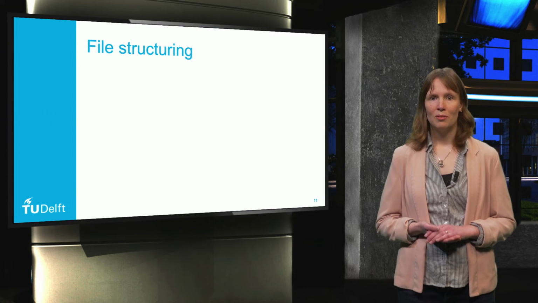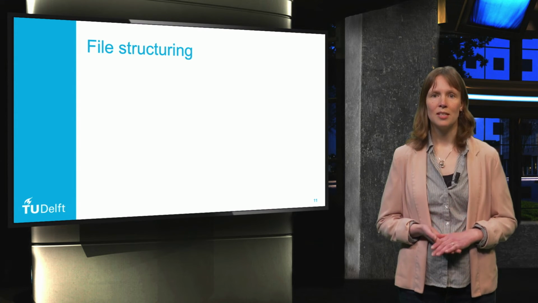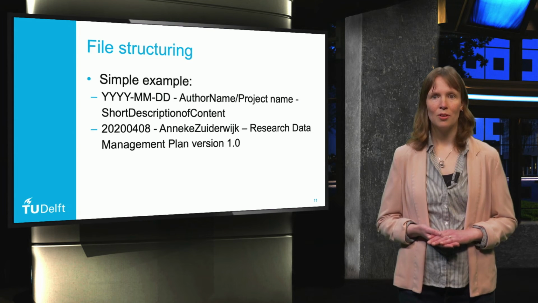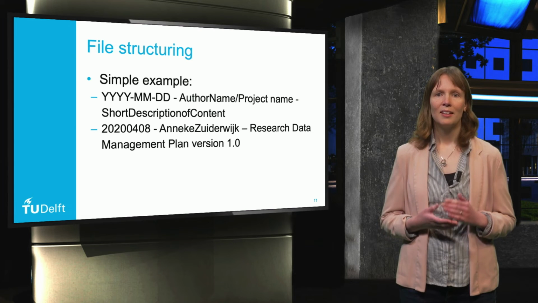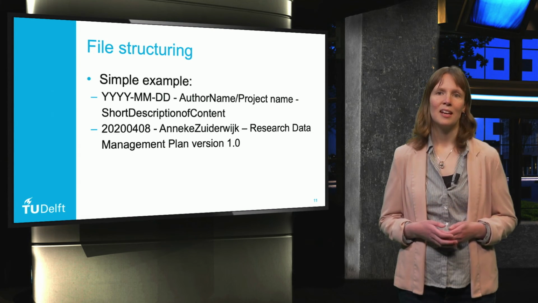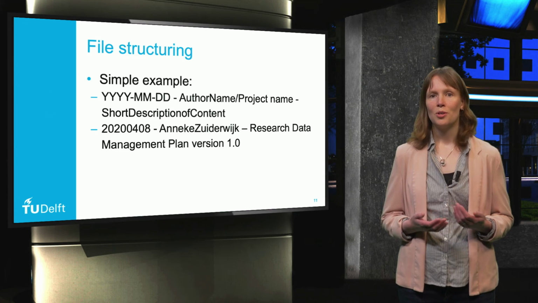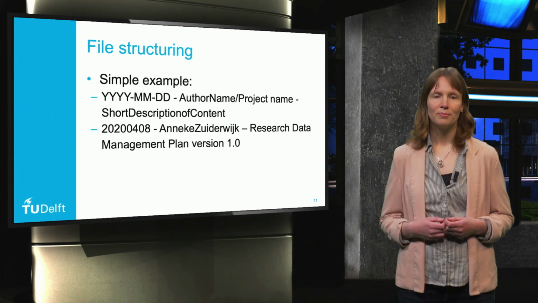Now, there is not one recommended way to name your files and folders, but the first rule of thumb is that you should name your files consistently. A simple example could be a structure where you first include the year, the month, and the day of the creation, then the author name or project name that will help to know who collected the data or in which context, and then a short description of the content of the file. So you don't need to open it to know if that is what you are looking for.